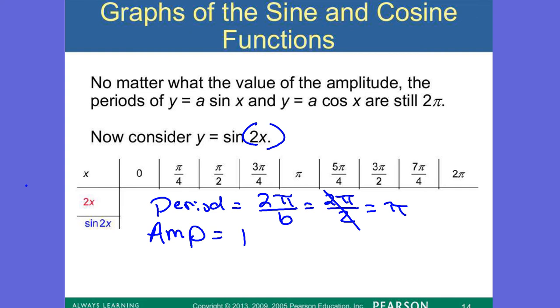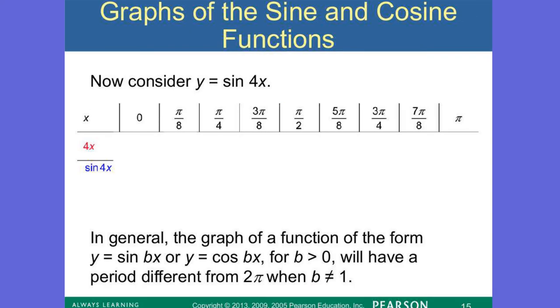Okay. So let's take a look at this right here. So this was going to be sine of 4x. So let's take a look. So the first thing I'm finding is what? Period.